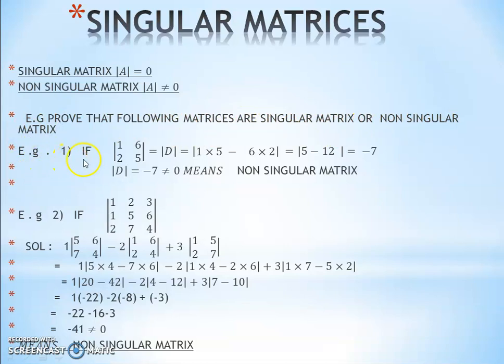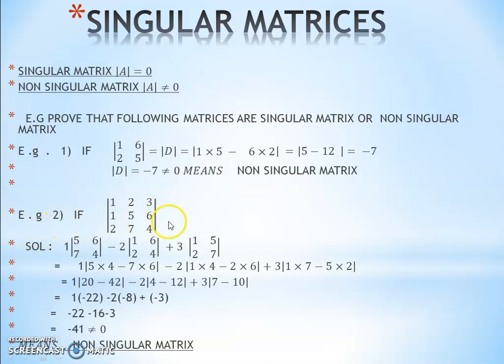Let us take the first example: 1, 6, 2, 5. We have to find whether the given matrix is singular or not. So 1 into 5 minus 6 into 2. 1 into 5 is 5, minus 6 into 2, which is 12. So 5 minus 12 is minus 7. That means the determinant is not equal to 0, which means it is non-singular. Yes. Now we have to check an example of a 3 by 3 order matrix.